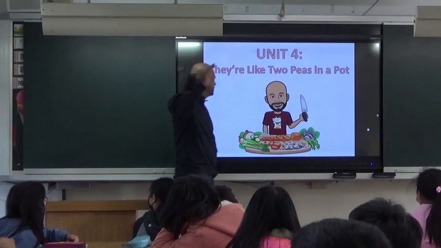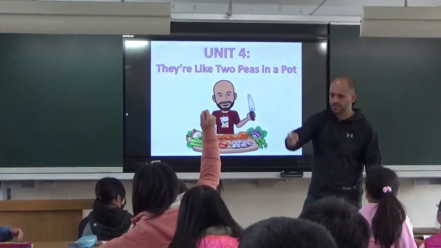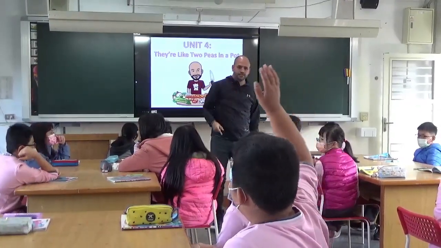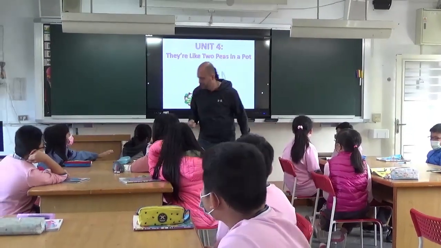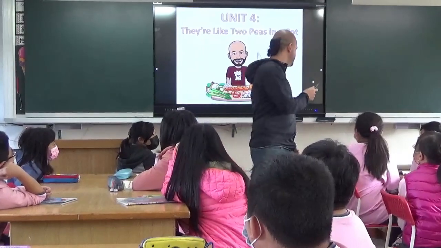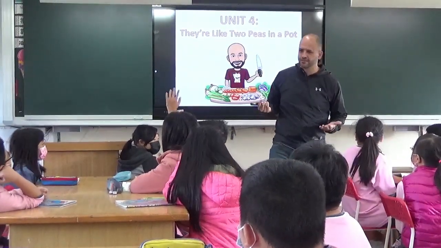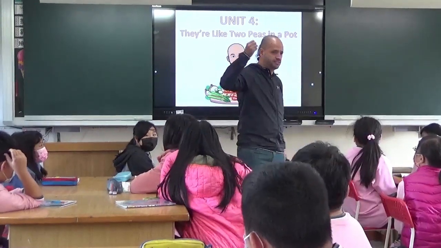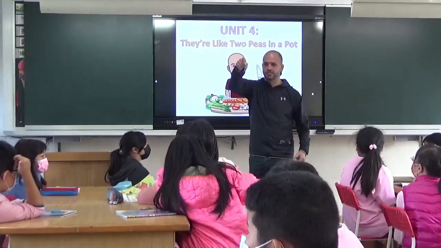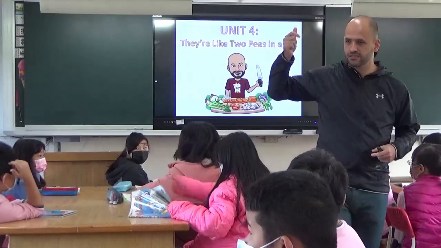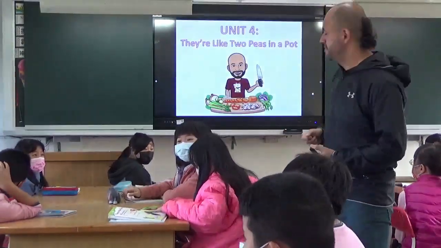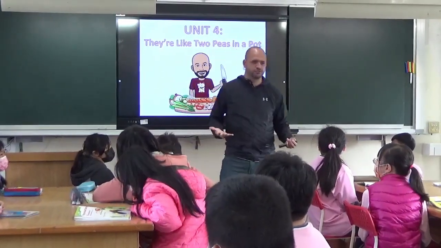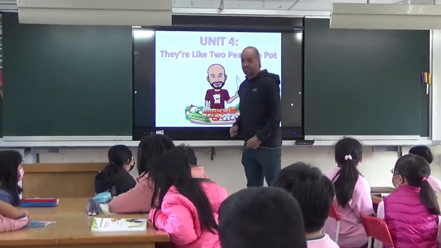Okay, what did you see in the picture? Onions, okay, so we have onions. What else did you see in the picture? Tomatoes. Okay, you guys know a lot about this. I think you guys have been doing homework. Okay, anything else? So it's me in the picture. What am I doing? Okay, cutting carrots. What do I have in my hand? A knife, right? So what am I going to do? Yes, I'm probably going to cook, right?